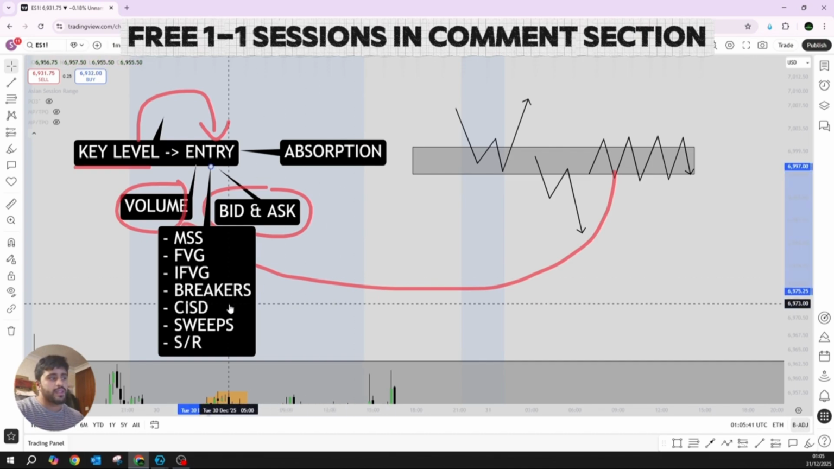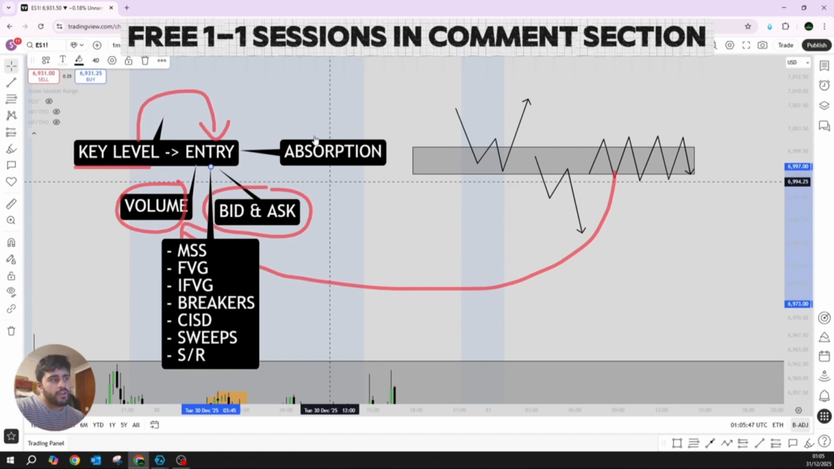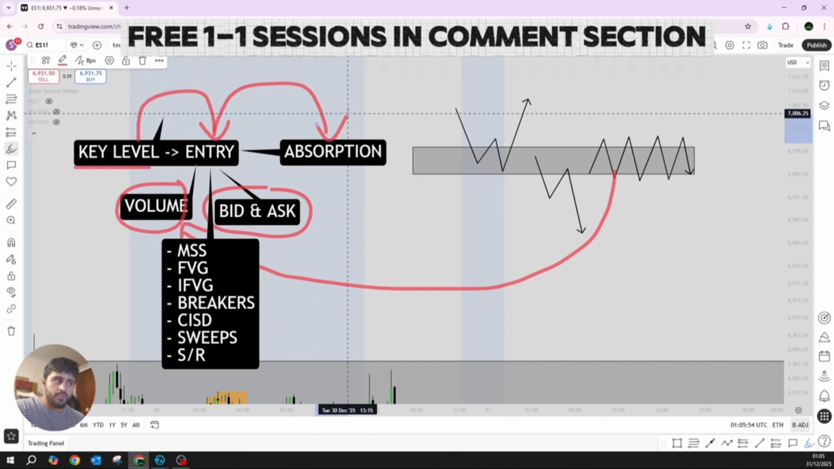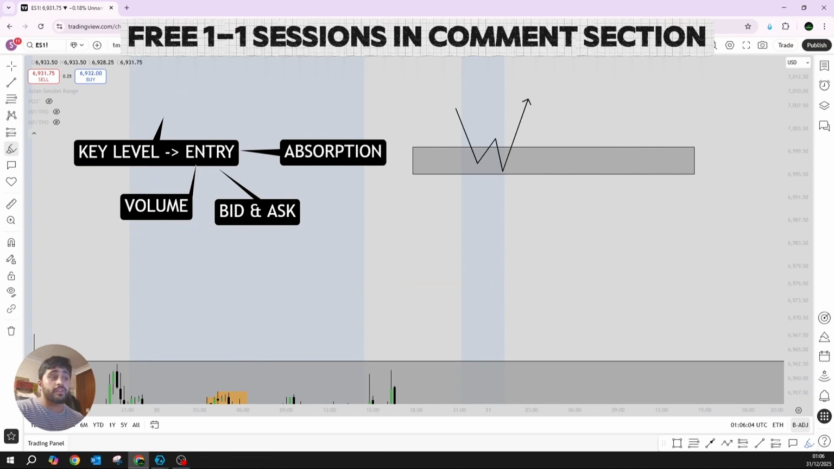A lot of traders get so wrapped up in the day-to-days of which concept do I use and why should I use which concept. But fundamentally, you're not really understanding why you want to be taking a trade in the first place, which is the third step: absorption. So everything in trading comes down to three basic things. You need to know where to trade from, what to look for, volume and delta, and why you're looking for it. That is the absorption part of the video.